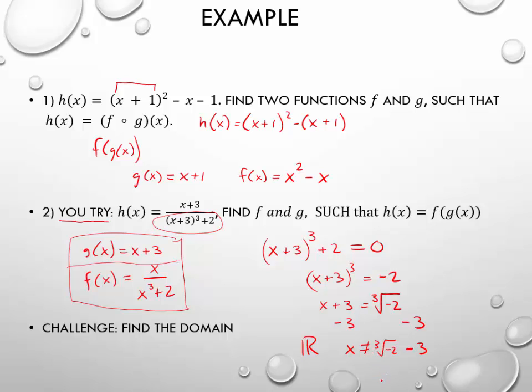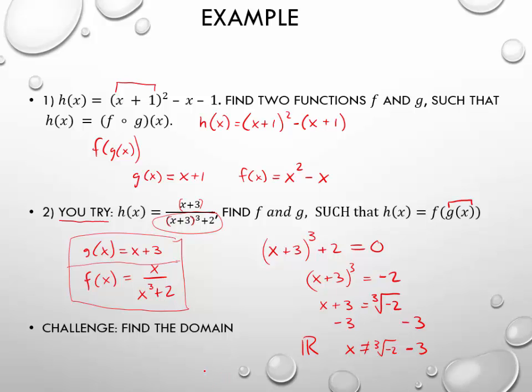Alexis? How do you tell which one is g of x and which one is f of x? Well, the one we plug in is going to be g of x. The one that I've plugged into this equation, I've plugged it in here, and I've plugged it in here. And everywhere you plug it in, that's the x of f of x. So I plugged in x plus 3 for x, and x plus 3 for x here. And that's why we get f of x as x over x cubed plus 2.